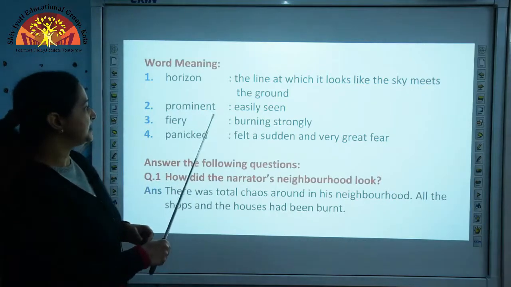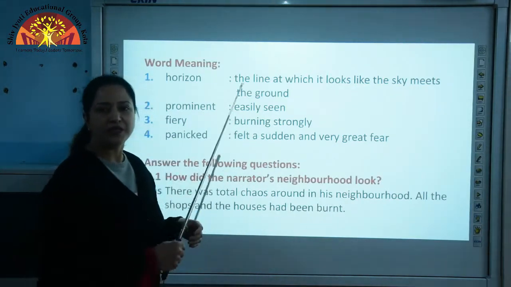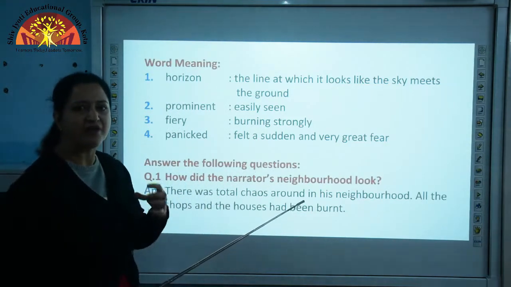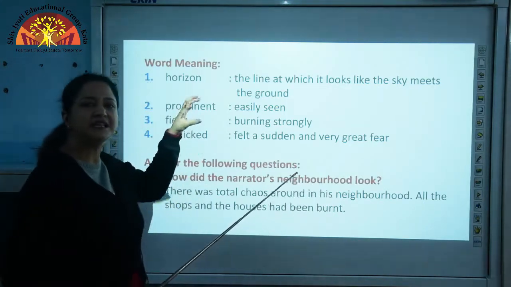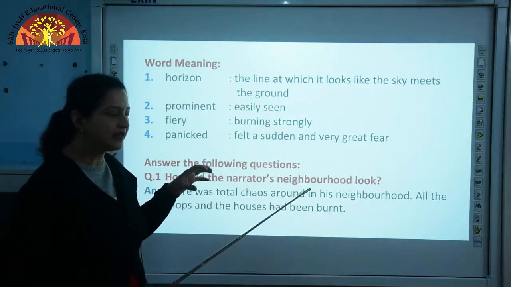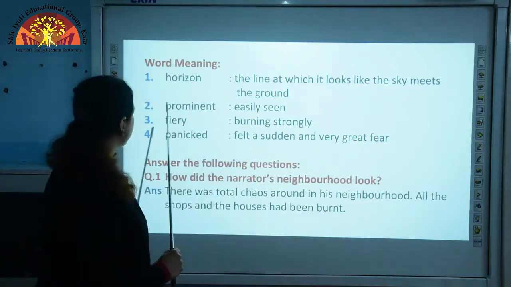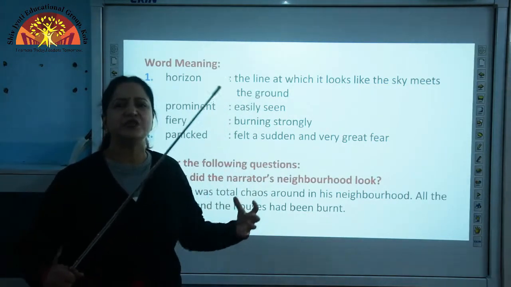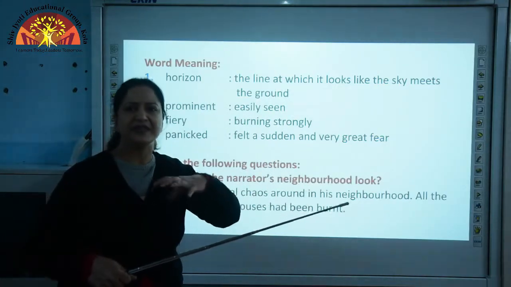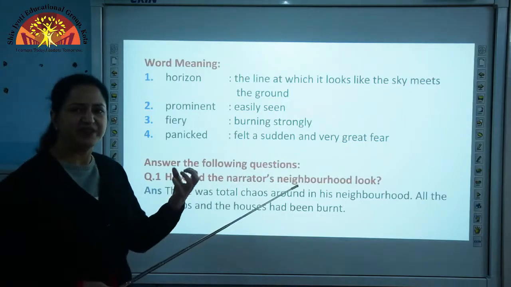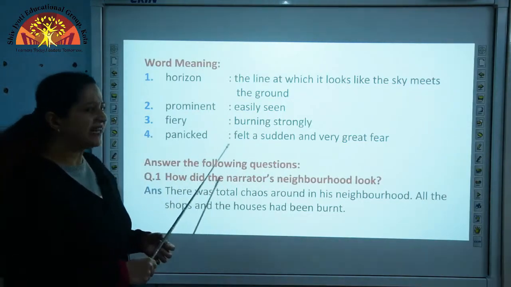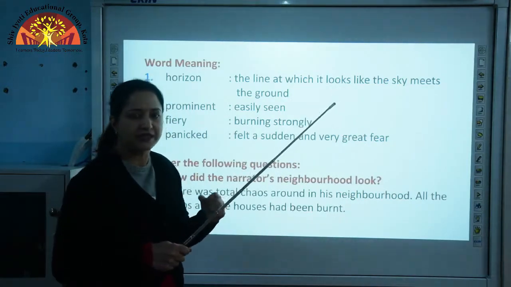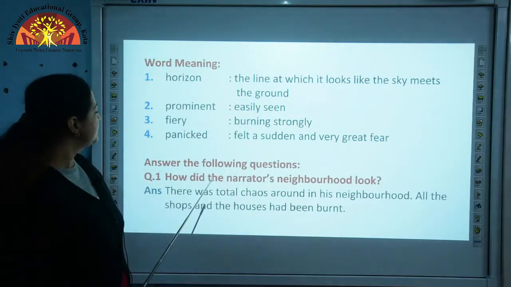Number 2, prominent. Prominent means easily seen. Now on this board you can see these words which are being written in red are very easily seen to you all. So these red words are very prominent. Prominent, easily seen. Number 3 is fiery. Fiery means burning strongly. If something is burning very strongly around, like everything, that is called fiery, burning very strongly. Number 4 is panicked. Panicked, shocked, felt a sudden and very great fear. Shocked is panicked.